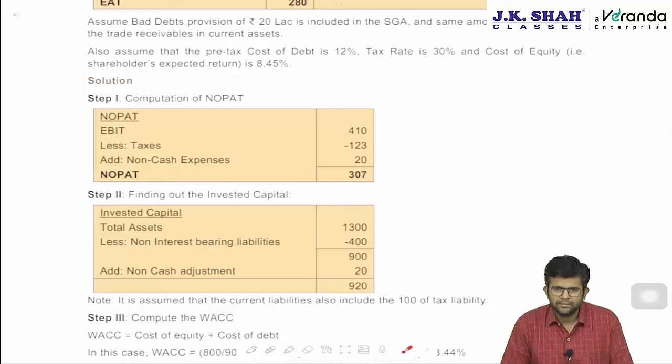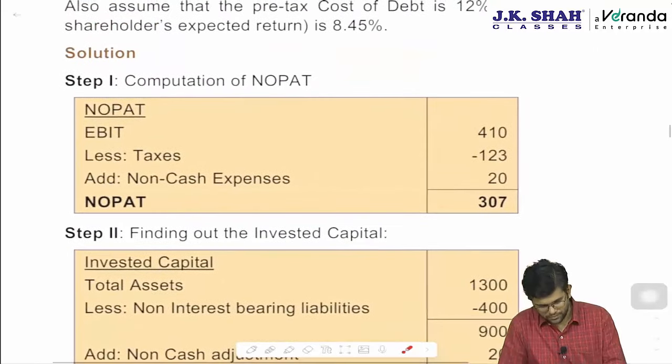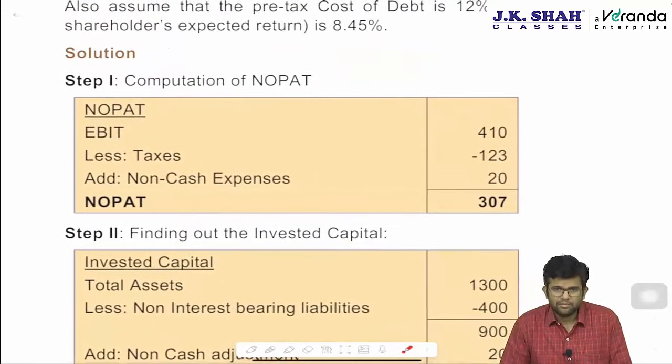Are you able to understand? Now I just want to tell you, in the exam your mind will play some tricks with you. I'll tell you what kind of tricks. This non-cash expense that has been added back, should we add it back after 1 minus t or before 1 minus t? Understood the question? That dilemma will come in your head. You know you have to add back, but when to add back, that is a dilemma.